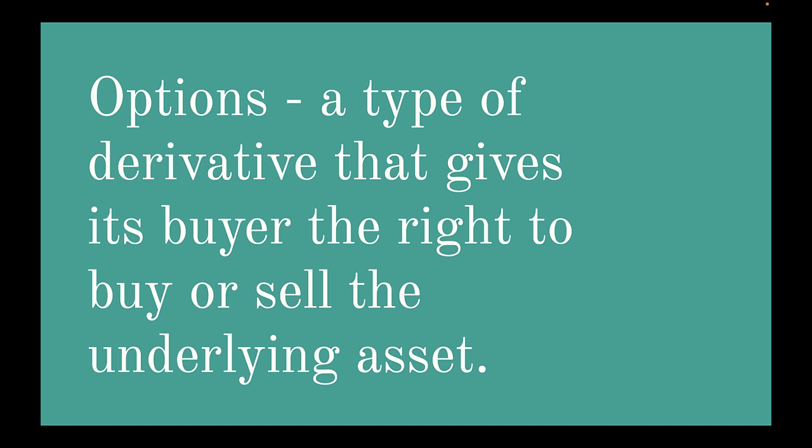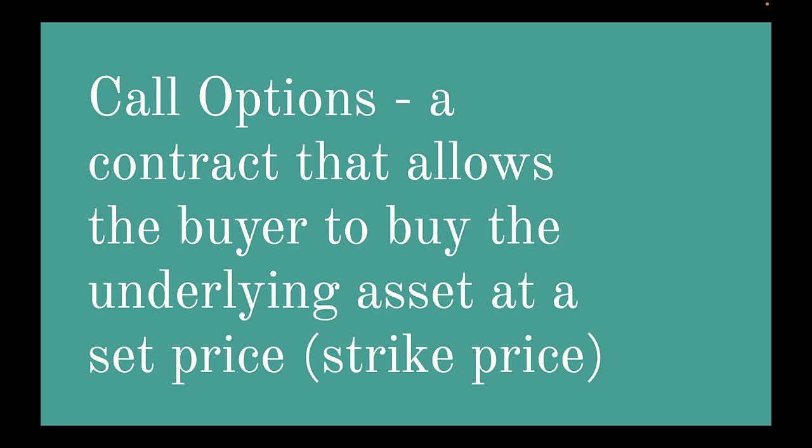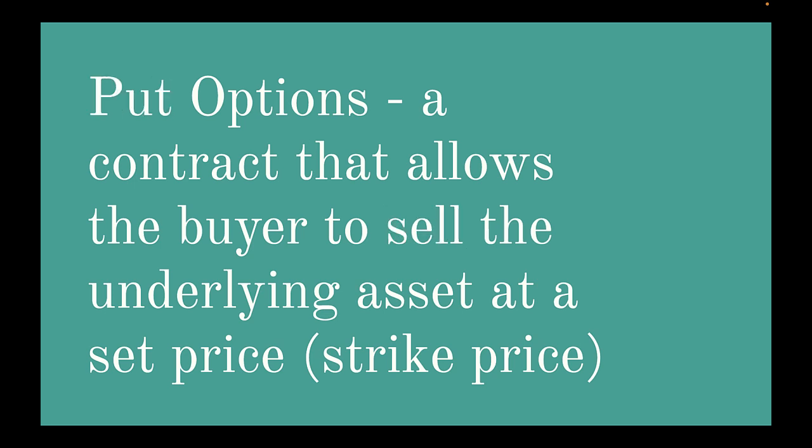And the thing about an option is that it locks in a price, so the buyer can buy or sell the underlying asset, right? So there's two types. There's a call option that allows the buyer to buy an underlying asset at a set price. That set price is usually called the strike price. And then there's a put option that allows the buyer to sell the underlying asset at a set price.